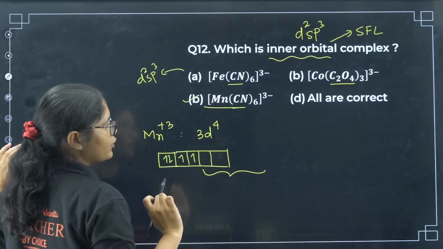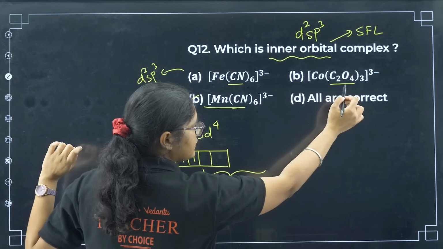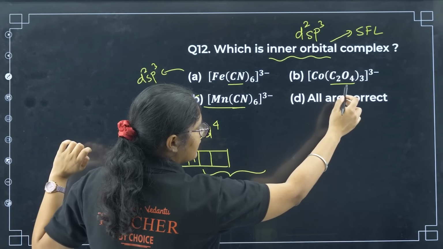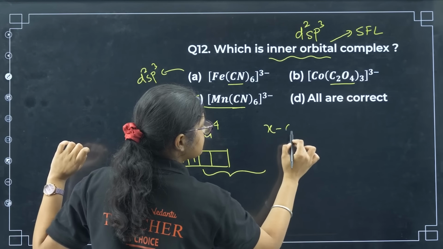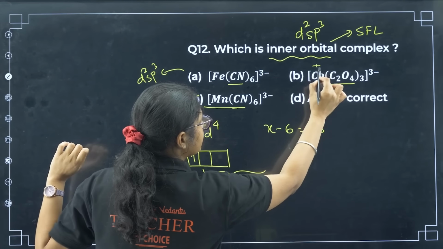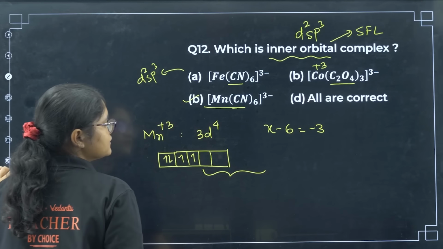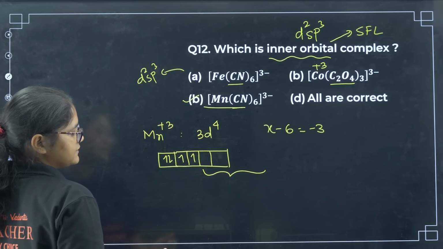So this is also an inner orbital complex. Now Co(C2O4)3 3-, so X minus 6 is equal to minus 3. So cobalt here is in the plus 3 oxidation state, right? So cobalt plus 3 means again 3d6.